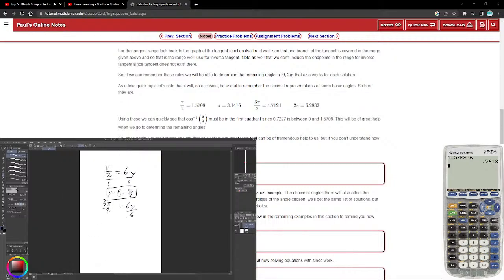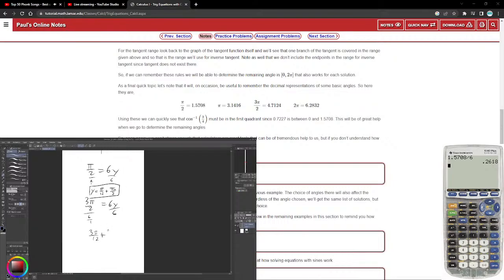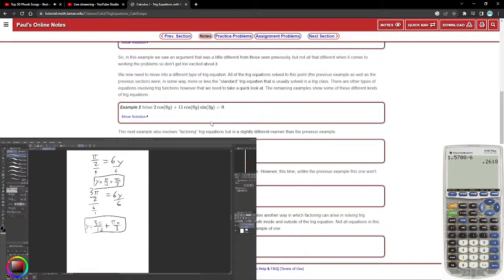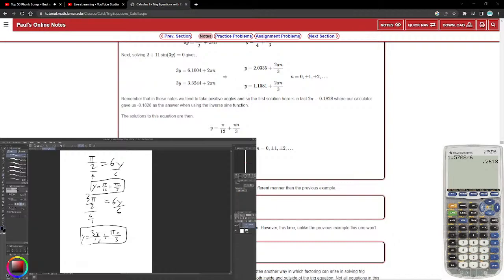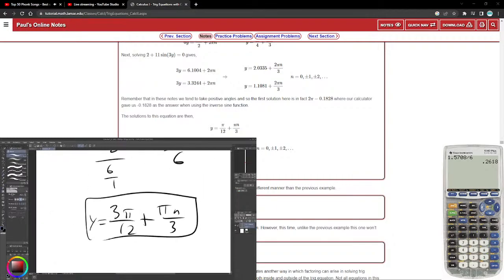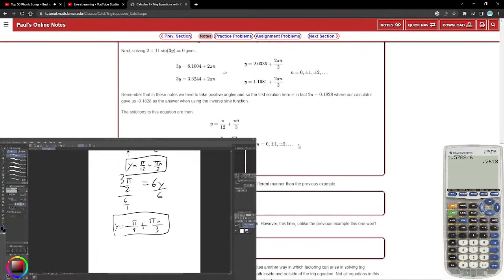And then divide by 6 over here. 3 pi over 12 plus, same thing, pi n over 3. Is that it? Pi over 12 plus pi n over 3. Pi over 4, oh wait. Yeah, this can be simplified to pi over 4. Pi over 4 plus pi n over 3, or they wrote it in decimal form. I'm not going to do that.